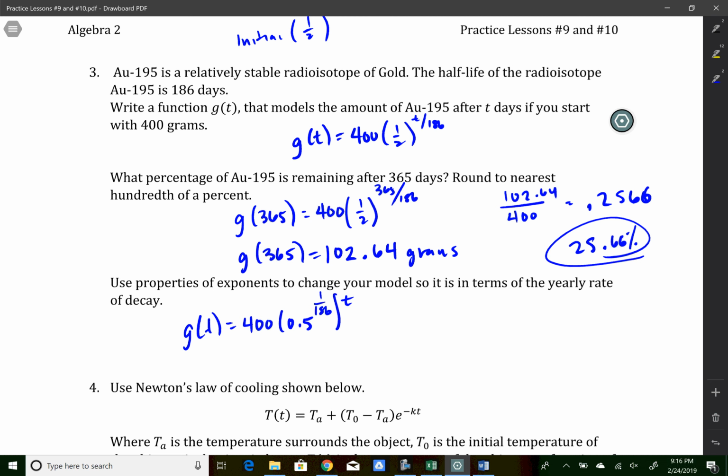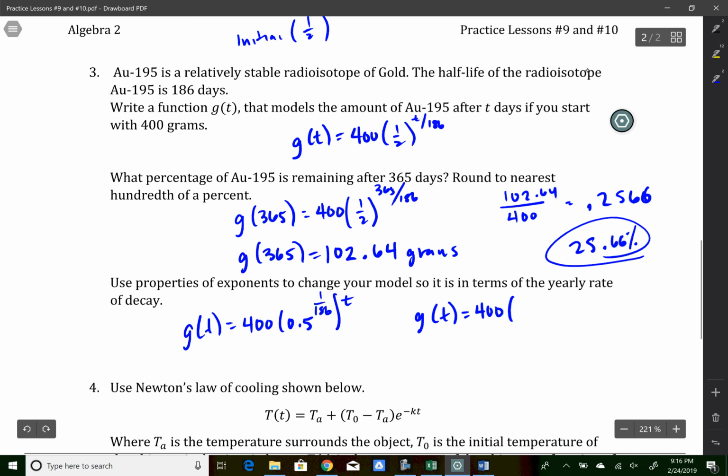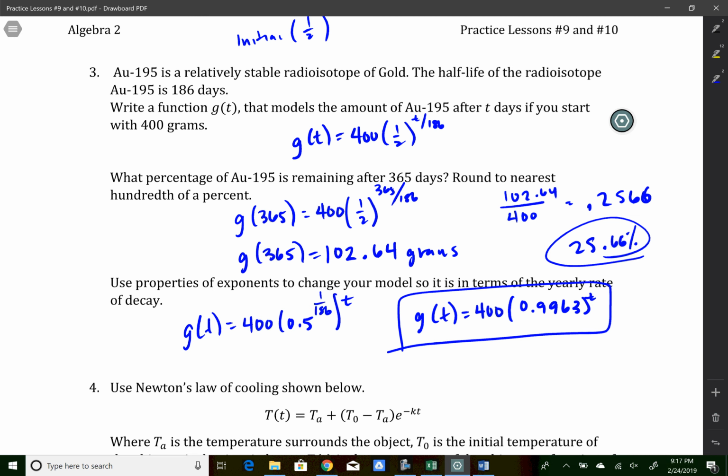So if we do 0.5 to the exponent of 1 divided by 186, we can say g of t is equal to 400 times 0.9963 all to the t. So that's the equation in terms of the yearly rate. I could even find the yearly rate by figuring out what 1 minus that number is. So if I do 1 minus that number, I get around 0.37%. Small percentage.